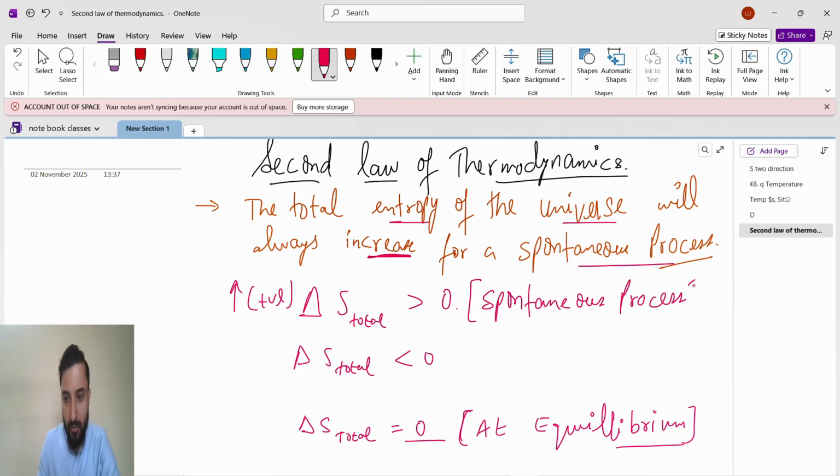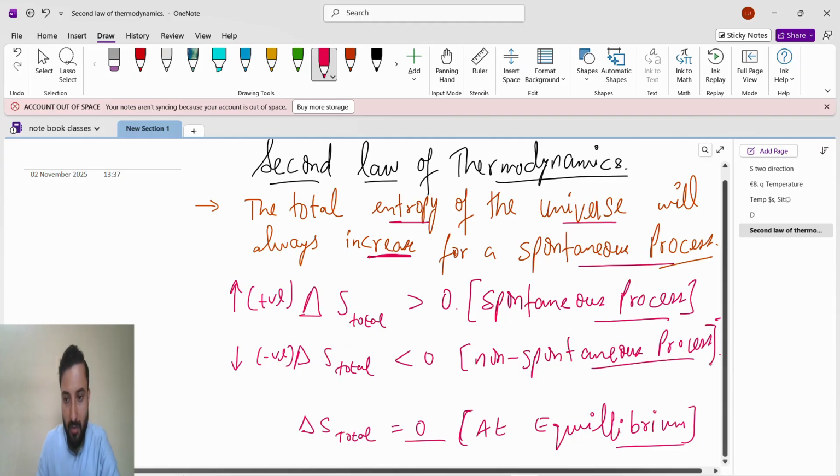Spontaneous process. Now delta S less than 0 means negative, means decrease, which means non-spontaneous process. Non-spontaneous process.